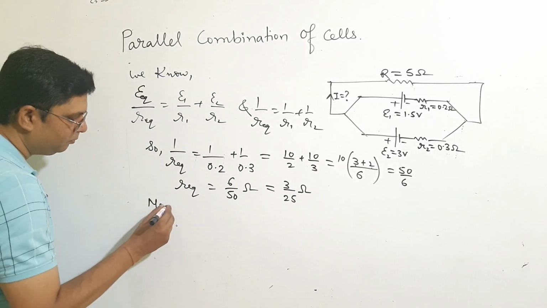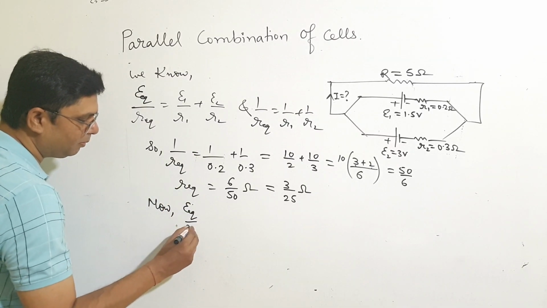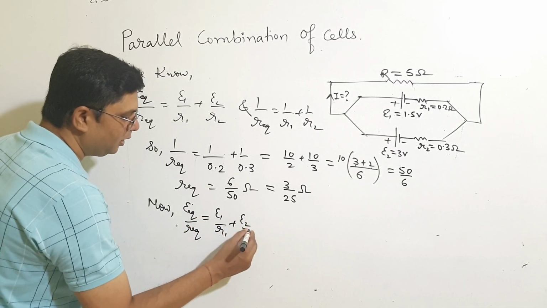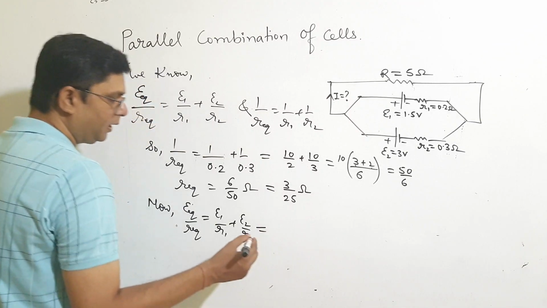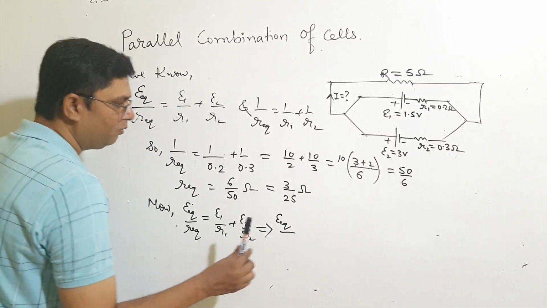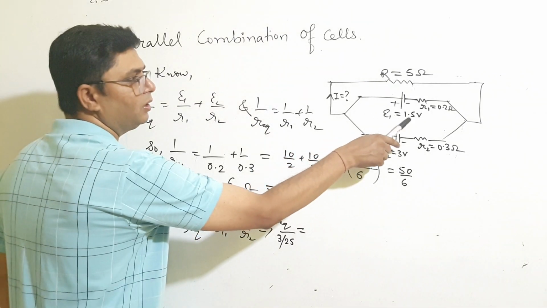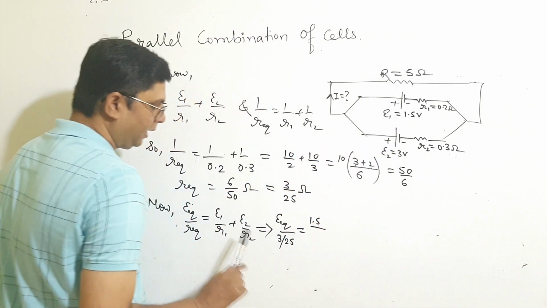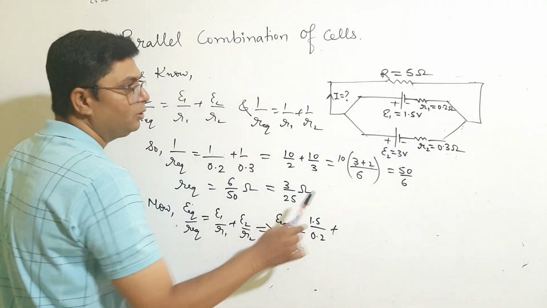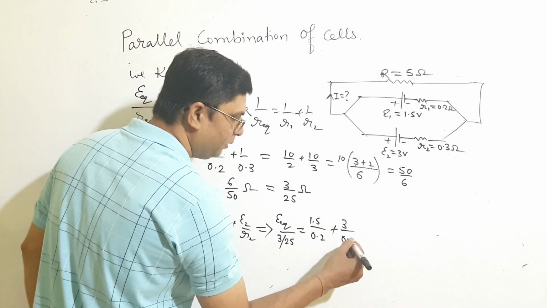Now E equivalent by R equivalent is equal to E1 by R1 plus E2 by R2. This means that we are writing E equivalent here, and at the place of R equivalent you write 3 upon 25. At the place of E1 write 1.5, right here 1.5. At the place of R1 write 0.2. At the place of E2 write 3. At the place of R2 write 0.3.